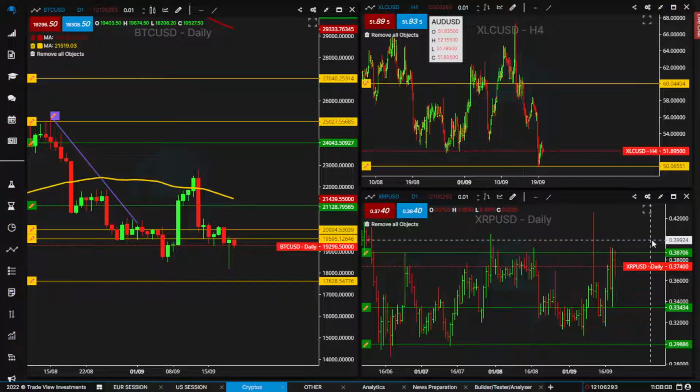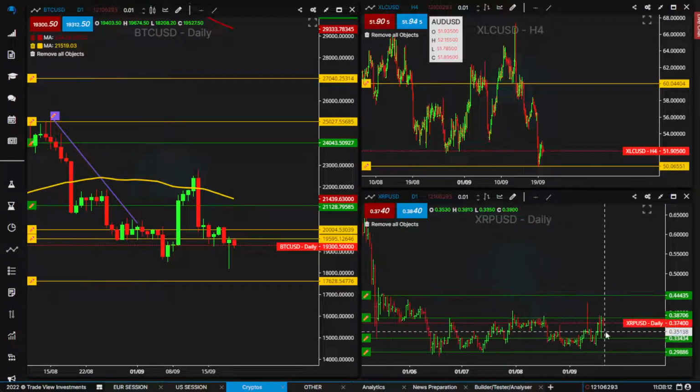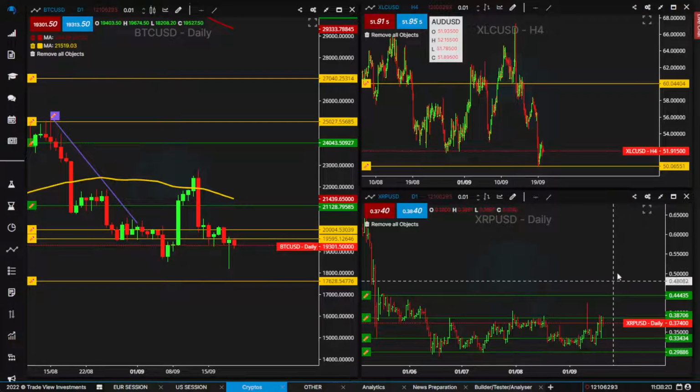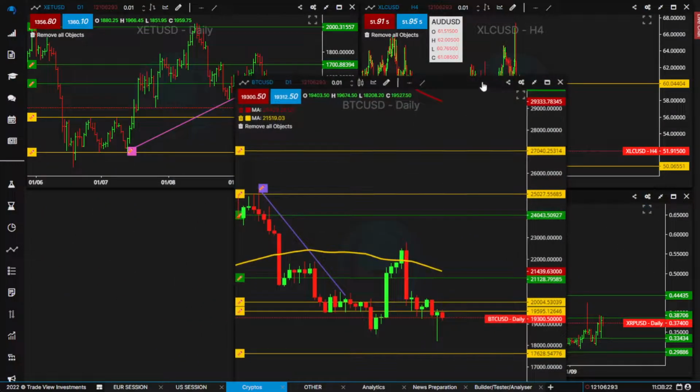Ripple has been pretty quiet to be honest, 0.3740 right now. Resistance has continued at 0.3870. This has been the range high for the best part of three months. Range lows are down here at around 30 cents, just below 0.2988. So that remains the same.